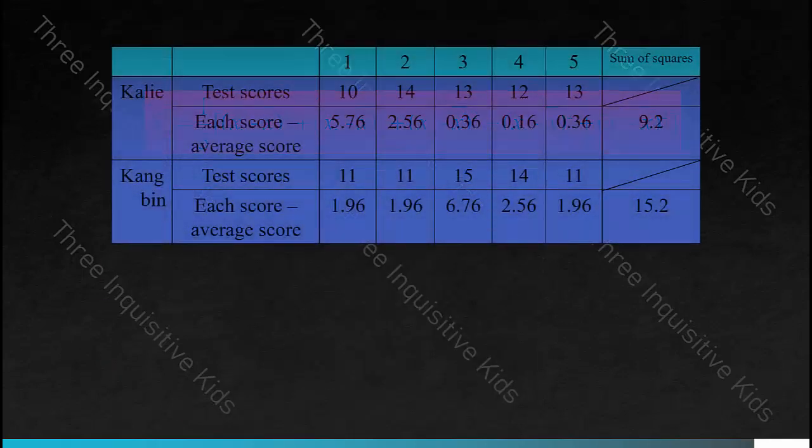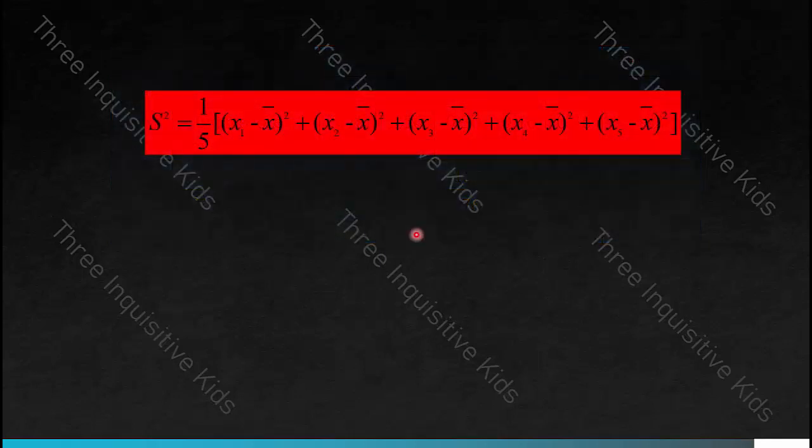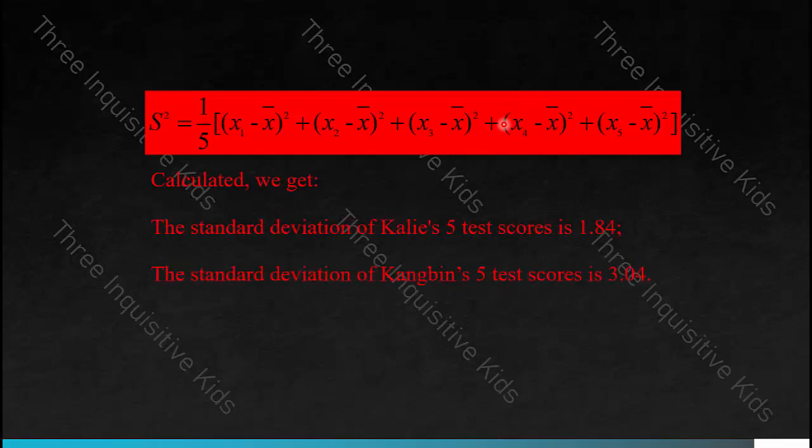So here we have a table of calculating the standard deviation of the deviation of this data set. This is the formula we're going to use. So we get the standard deviation of Kaylee's 5 test scores is 1.84, and the standard deviation of Common's 5 test scores is 3.04. Therefore, Kaylee's test scores are more stable and more consistent.